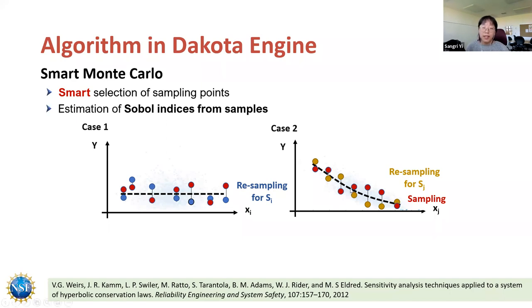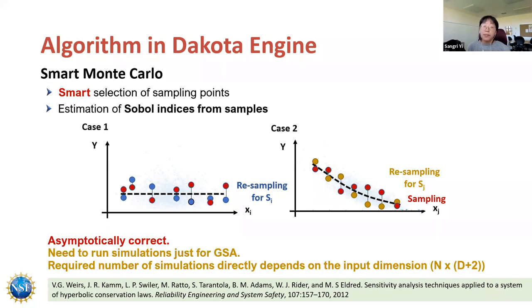So in this way, the smart Monte Carlo gains some efficiency compared to direct Monte Carlo estimation. And also it does not introduce any approximation. So it's asymptotically correct, which is a very powerful benefit of this method.